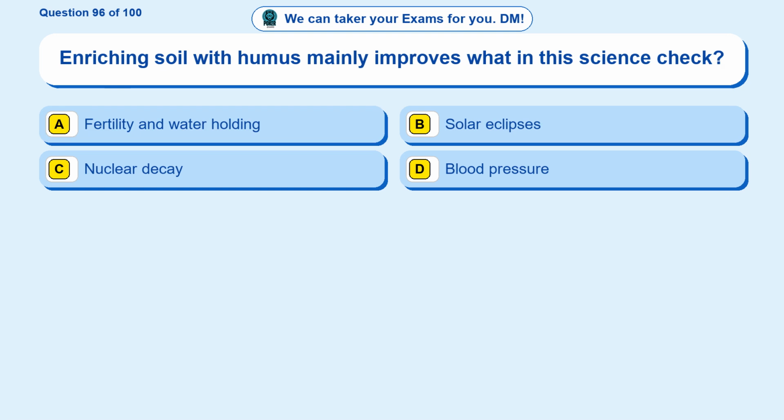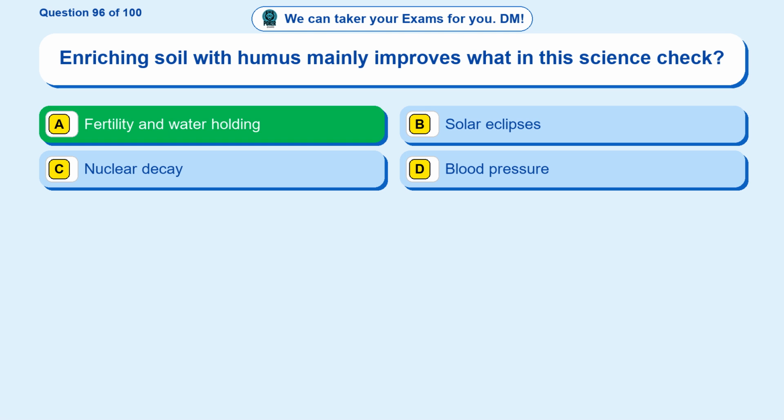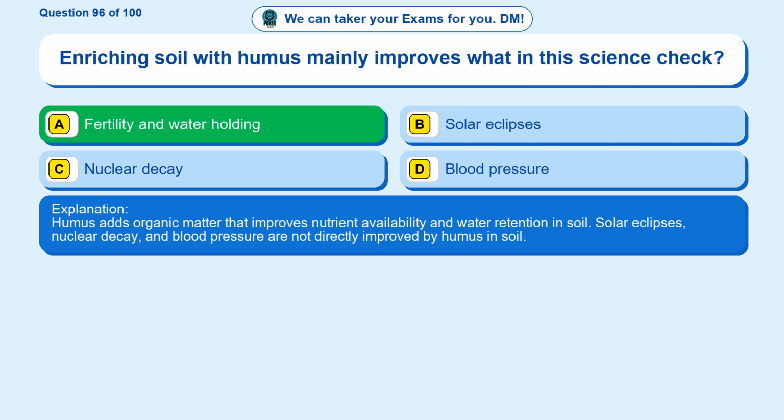Question 96. Enriching soil with humus mainly improves what in the science check? Option A, fertility and water holding. Option B, solar eclipses. Option C, nuclear decay. Option D, blood pressure. The correct answer is option A. Fertility and water holding. Humus adds organic matter that improves nutrient availability and water retention in soil. Solar eclipses, nuclear decay, and blood pressure are not directly improved by humus in soil.